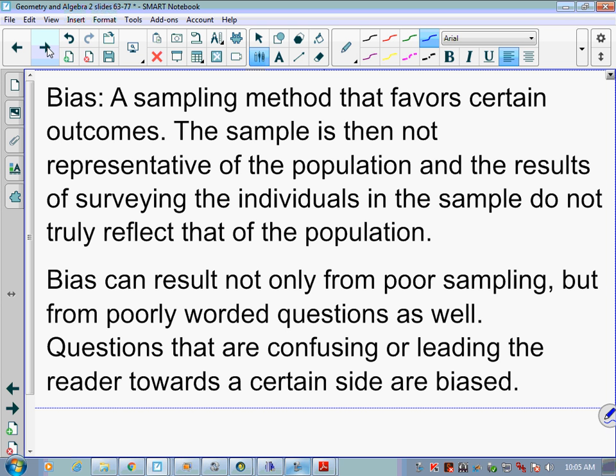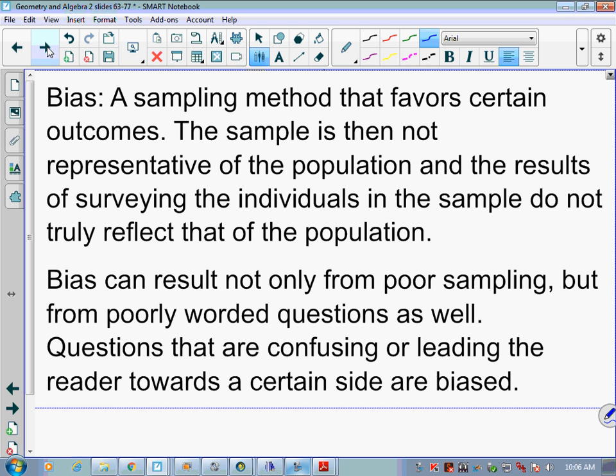But what comes into this is something called bias. Bias is a sampling method that favors certain outcomes. If I ask a question a certain way, it's going to favor a certain outcome. The sample is then not representative of the population, and the results of surveying the individuals in the sample do not truly reflect that of the population. I'm a guy, and if I wanted a survey to say what I wanted it to say, and my survey was about, let's say, making paintball a school sport, but I only asked other boys what they thought about it.